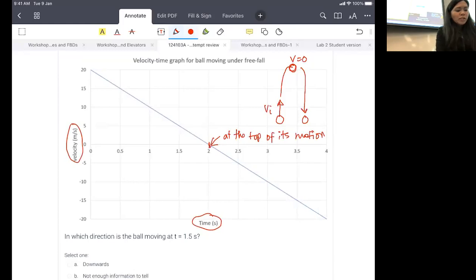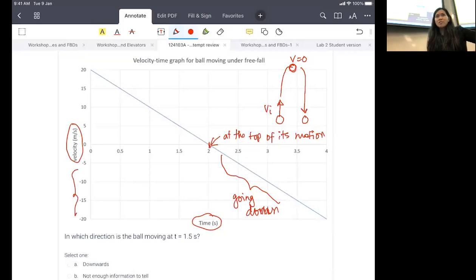Right? And then the ball starts to go down. As it goes down, it picks up speed. So this part here is going down. Notice how the numbers here are becoming bigger. Although they're negative, it means that the object is going down, in the downward direction. And this part here is going up.